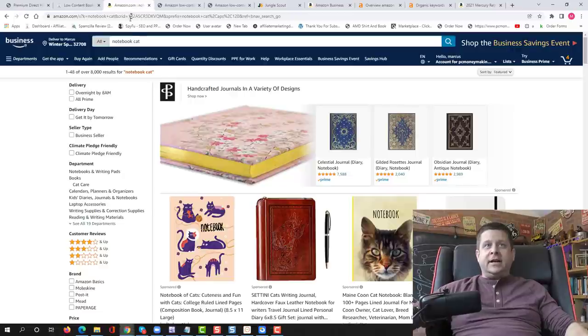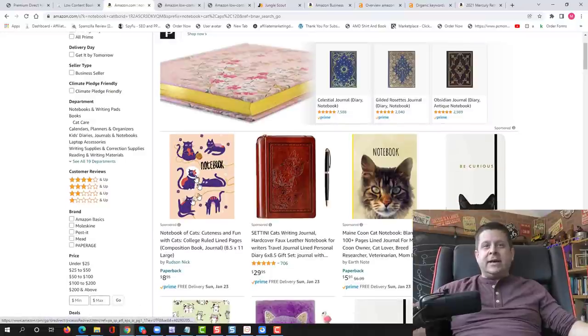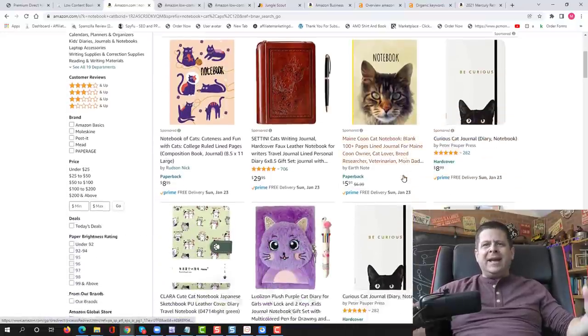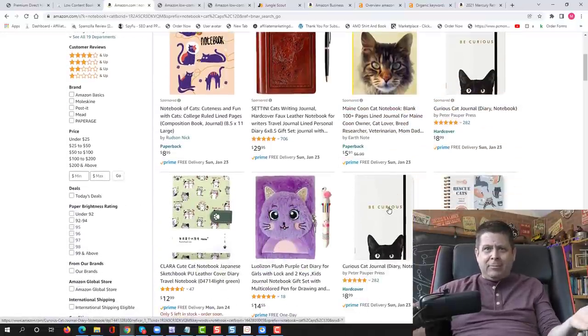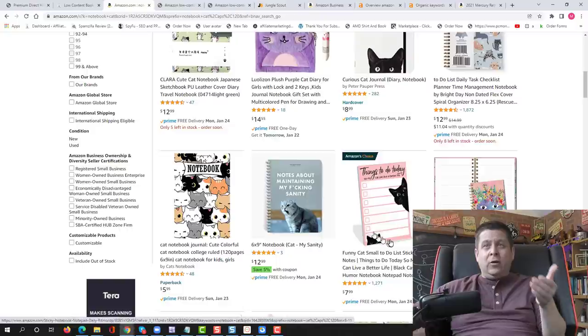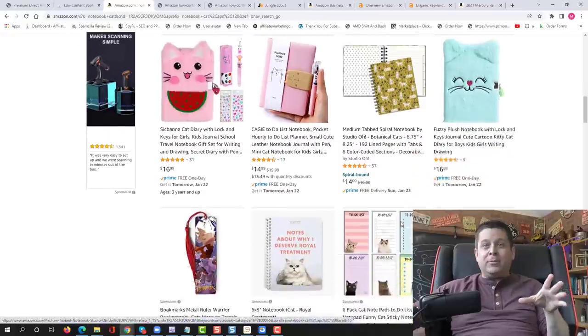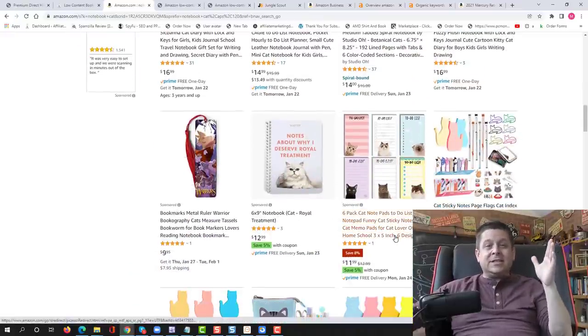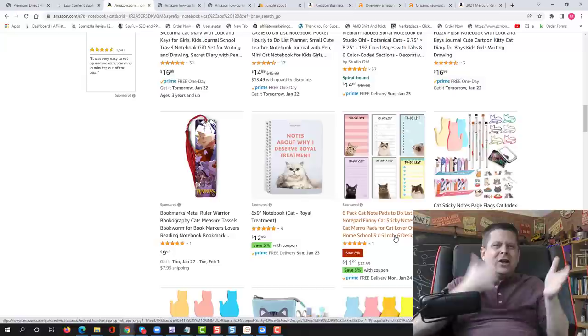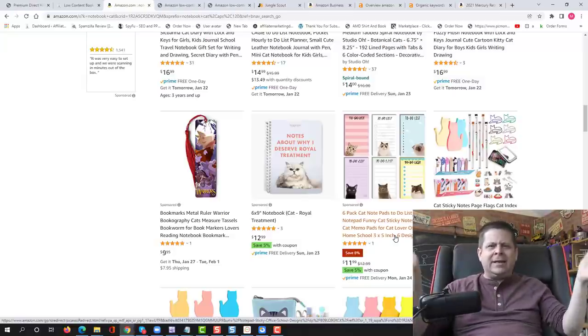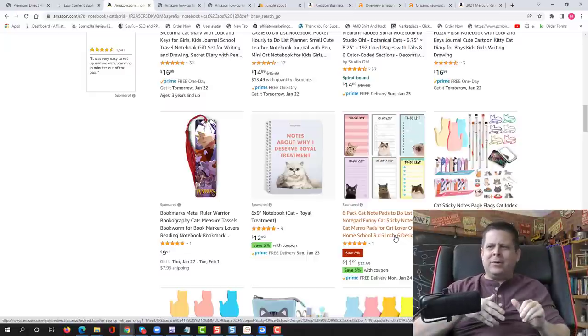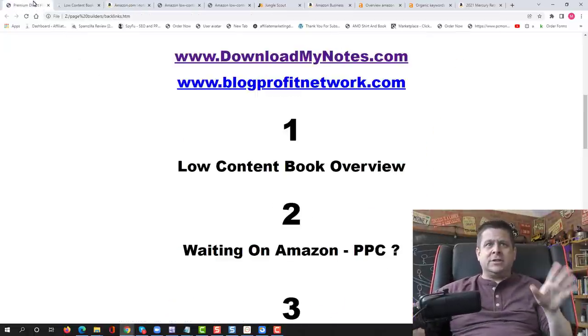Now, let's go ahead and get into what is a low content book and how does it work. If you were to go to Amazon and type something in like notebook cat or cat notebook, you're going to see different types of notebooks, where basically it's a book of lined paper with some kind of cute thing on it. Or it could be a things to do today list or a journal or maybe even a graph paper book or whatever it is. It's going to be something, as the name states, with low content, meaning you don't have to write an encyclopedia to make this work. You could just do line paper or maybe a calendar or something like that.